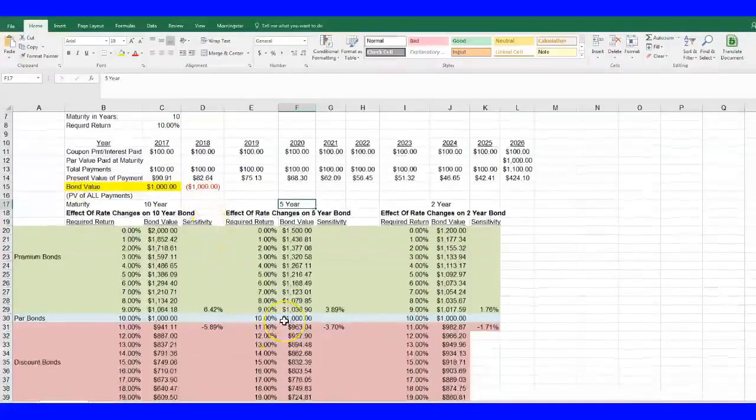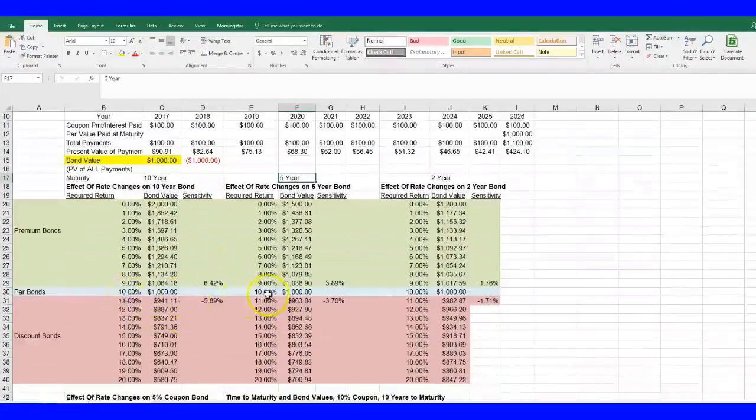So whether the maturity on the bond is 5 years or 10 years, if the required rate of return is 10%, which is exactly equal to the coupon interest rate on the bond, that bond is going to have a value of $1,000, and we'll say that that's a par value bond. And as we saw with the 10-year bond, as the required rate of return falls below the coupon interest rate, we see an increase in the value of the bond.